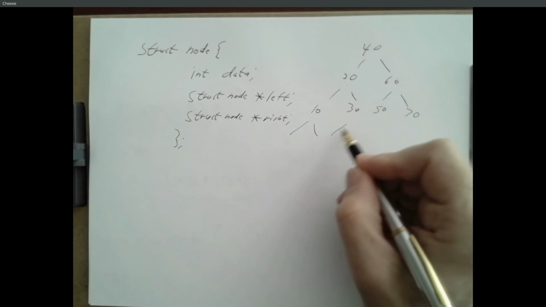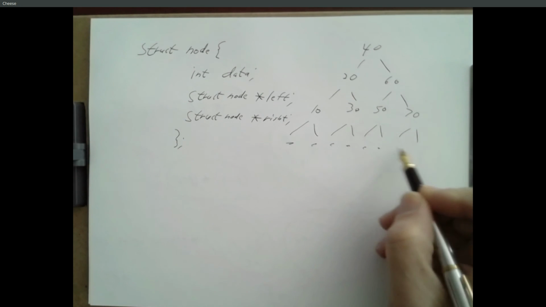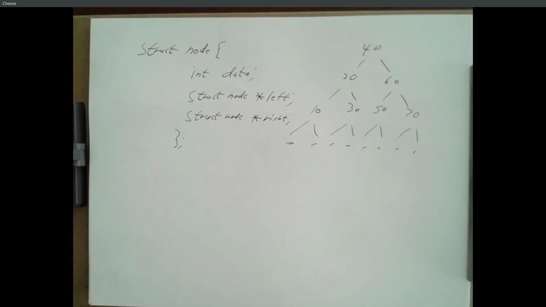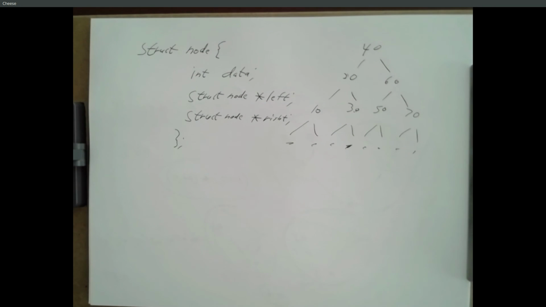But if this tree had twice as many things in it, worst case, it's going to take me 1, 2, 3, 4 operations. Every time I double the number of nodes in here, the number of steps I have to do a search goes up by 1. Double the amount of data, you take 1 more operation.